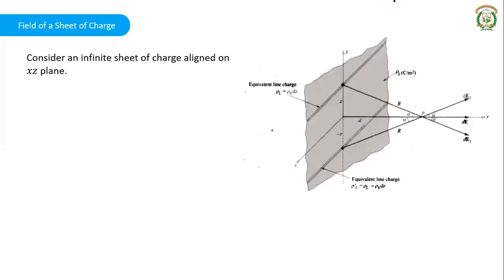In our consideration, we will consider an infinite sheet of charge aligned on the xz plane. The x axis is coming out of the screen, and the z axis is vertically upwards, right? If you place it, that infinite sheet of charge is perpendicular to your screen. It is difficult to draw it that way, so it is drawn like this. So this is an infinite sheet of charge.